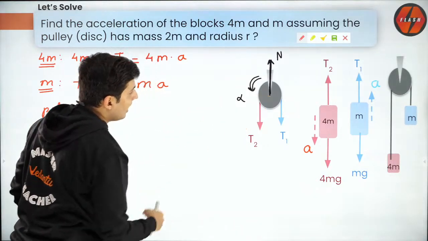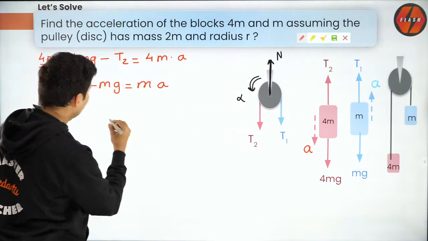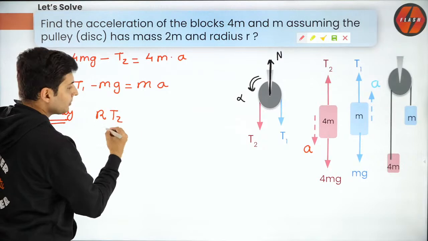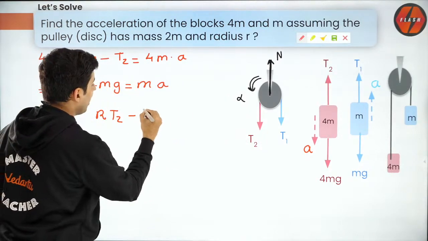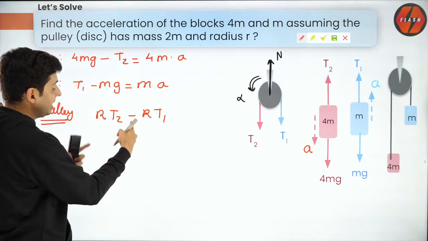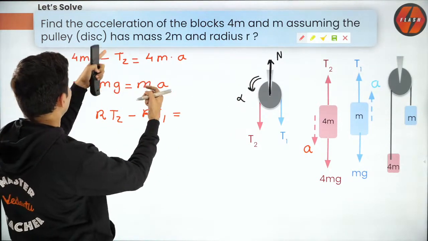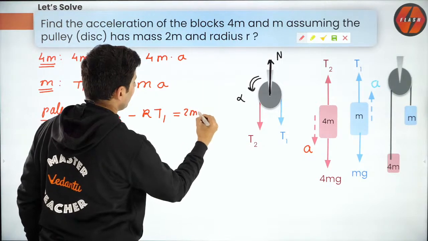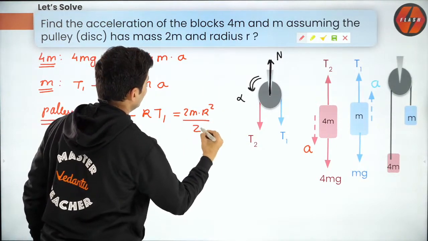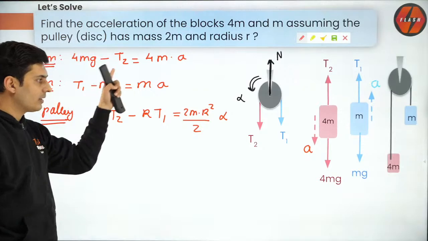So let's say the radius is R. The torque of T2 will be R into T2. Torque of T1 will be R into T1, with a minus sign because it is opposing, equal to I alpha. What is I? It's a disk, right? So 2m into R square by 2, into alpha. These are your equations.